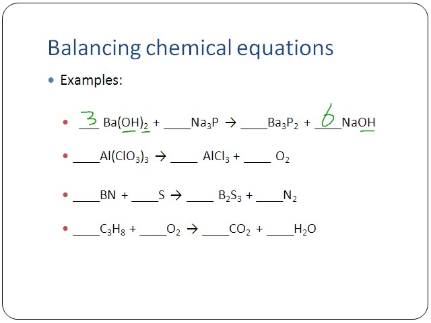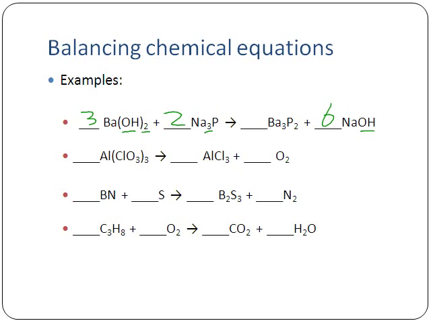Now, 6 means I have 6 sodiums, and over on the right I have 6. On the left I only have 3, and so I need to get up to 6, so I'm going to put a 2 out front. In the process of doing that, though, that gives me 2 P's and 2 P's over here. So it looks like this works out because if you look at it, I have 3 bariums on the left, 3 bariums on the right. I have 6 hydroxides on the left, 6 hydroxides on the right, 6 OHs. I have 6 sodiums on the left and 6 sodiums on the right. I have 2 phosphoruses on the left and 2 phosphorus on the right. So 3 Ba(OH)2 plus 2 Na3P yields Ba3P2 plus 6 NaOH.